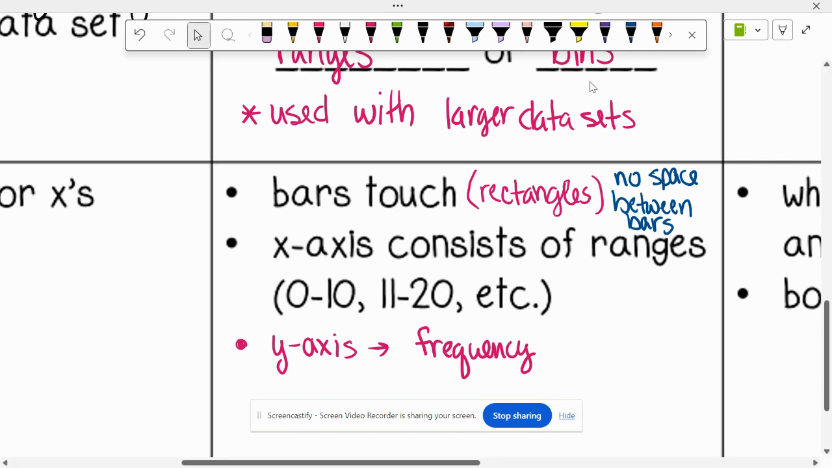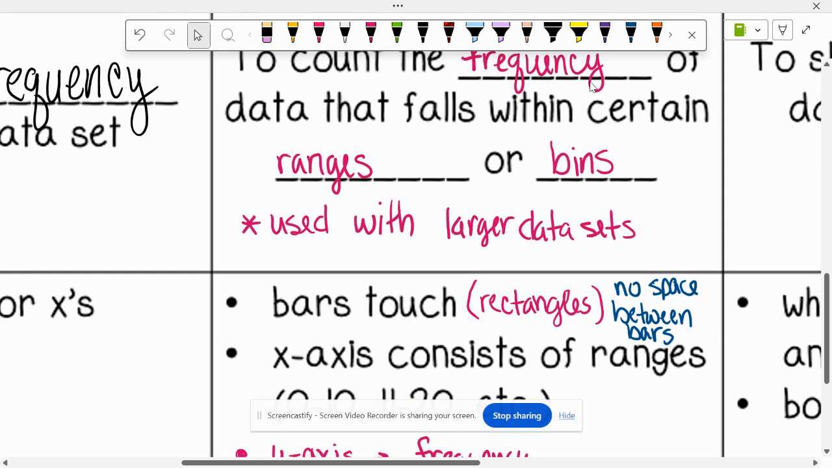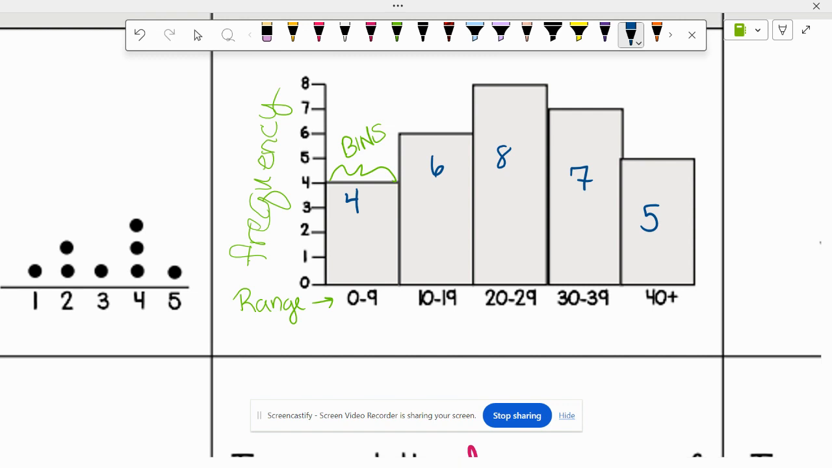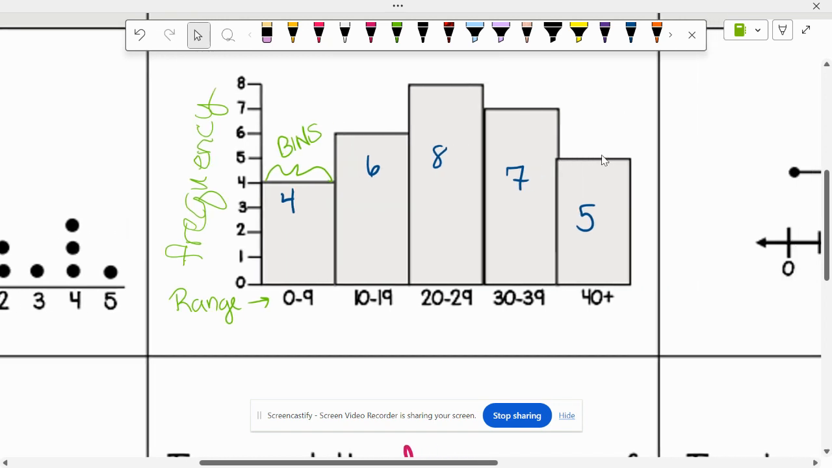I'm going to go back up to our histogram so we understand what we mean by frequency. How many times was a number 0 through 9 chosen? 4 times, yep. How many times was a number 10 through 19 chosen? 20 through 29? How about 30 through 39? And 40 to 49? 5. Do you guys understand how to read that? You feel good about those? I'm pretty sure you learned histograms in elementary school.